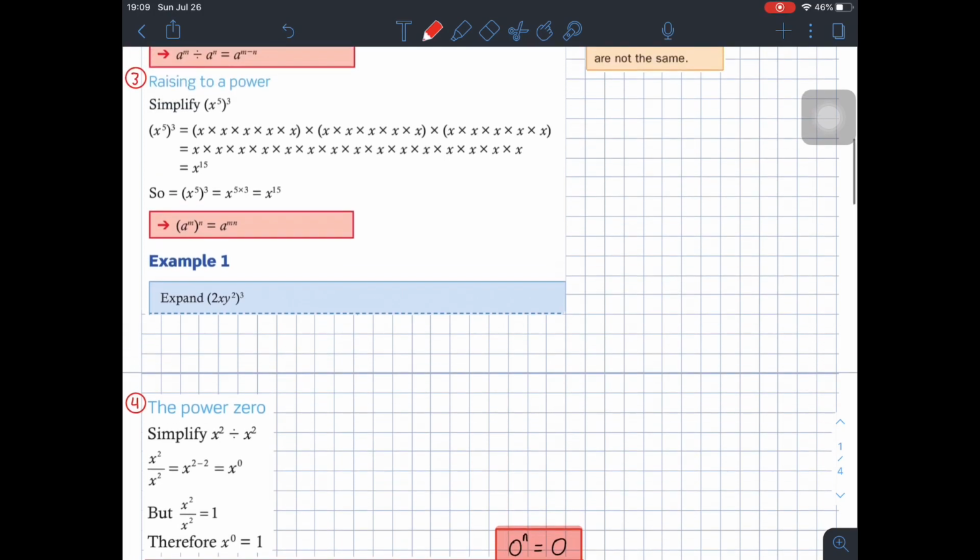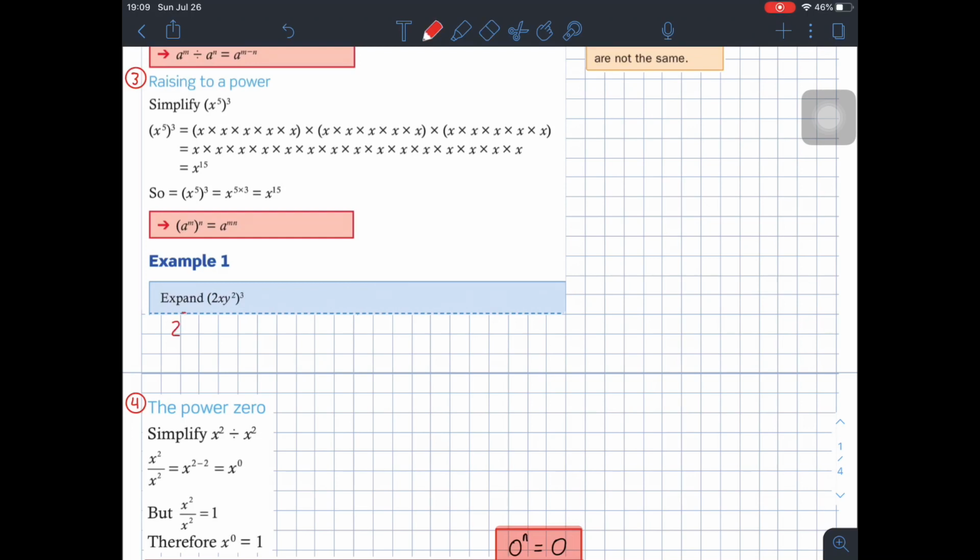Okay, so there's an example here. Example 1, expand 2 times x times y squared, and all of that to the cube power. So how do we do this? In this particular case, the 3, we distribute the 3 among the 3 terms because it's affecting all of the terms, because they are all inside the parentheses.